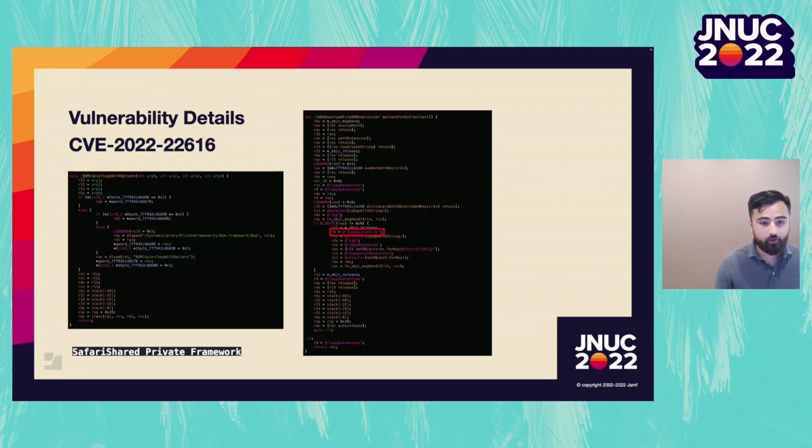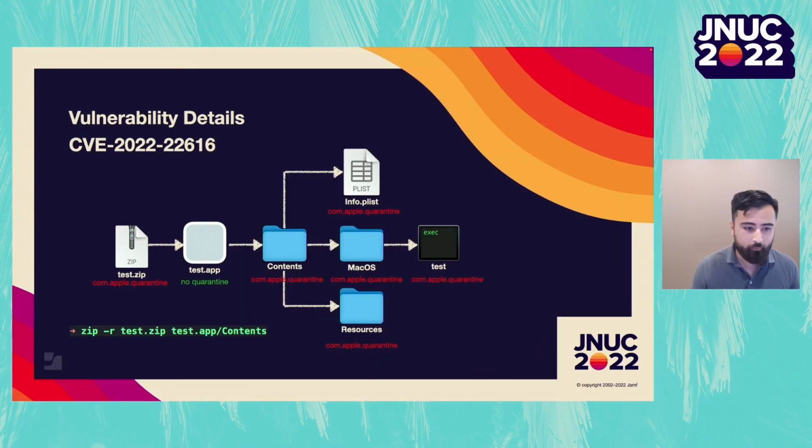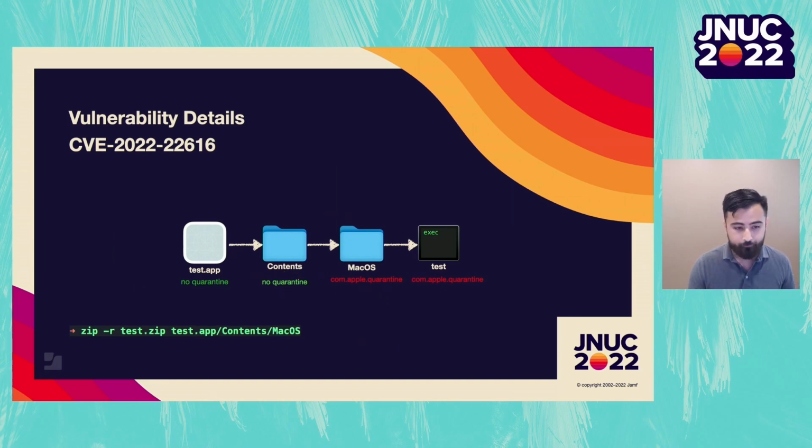So within the Safari shared private framework, we can see that the function is clearly copying the quarantine attribute. However, it's copying the quarantine attribute incorrectly. And we'll look at this in a moment. So using the same zip command to bypass Gatekeeper, we see that we pointed at test.app/contents, and the quarantine attribute gets applied to the contents directory as well as recursively to all the other items within it. But it doesn't get applied to the test.app itself.